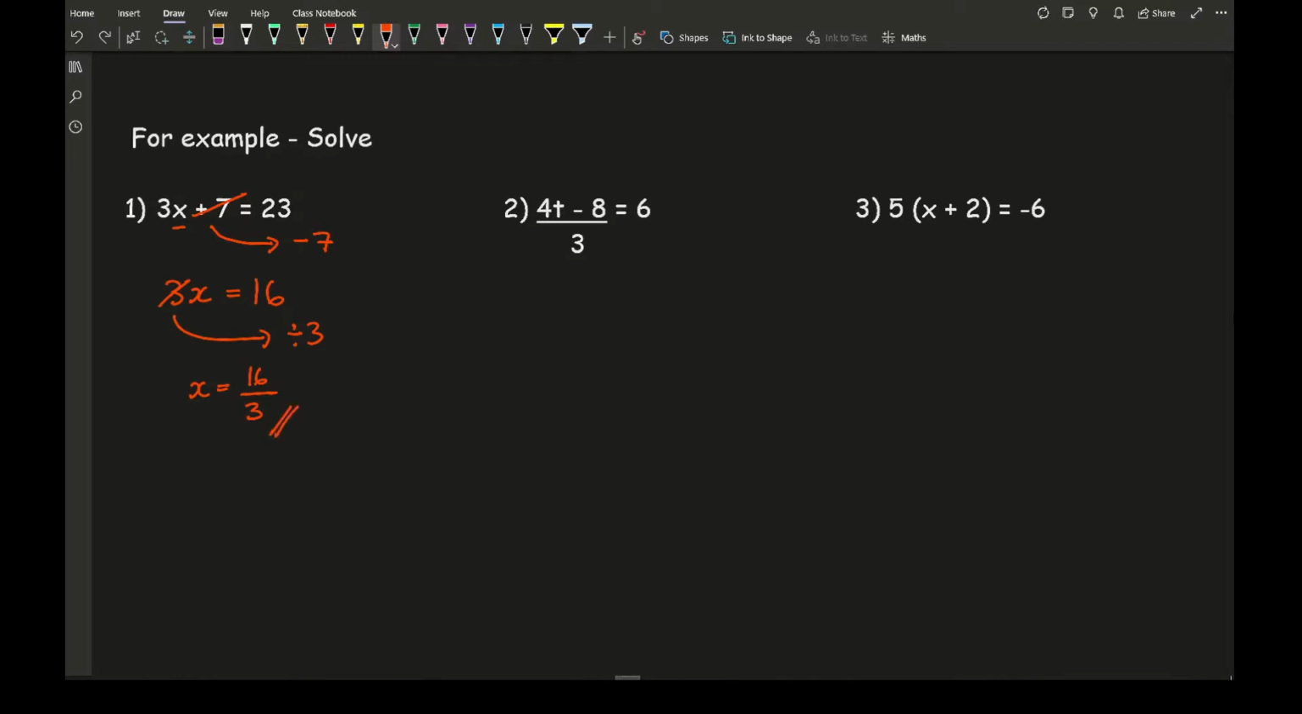So there we go. Now by having x equals 16 over 3, I've now made x the subject. So let's have a look at a second equation. So let's change colour of pen. So here I want to get t by itself. So in other words, I want to make t the subject.